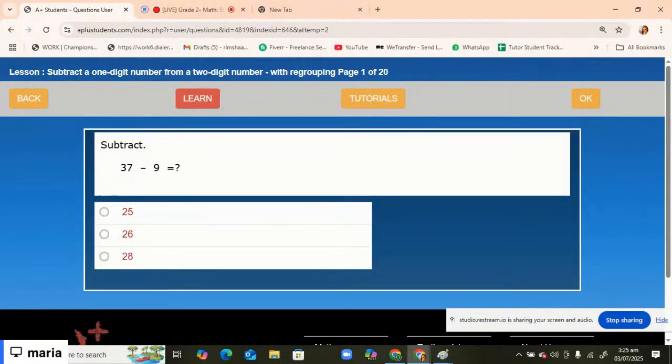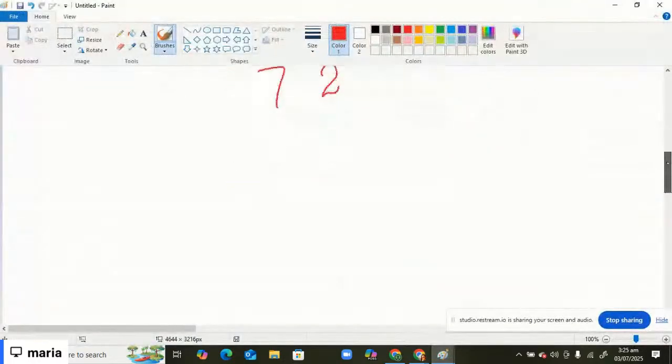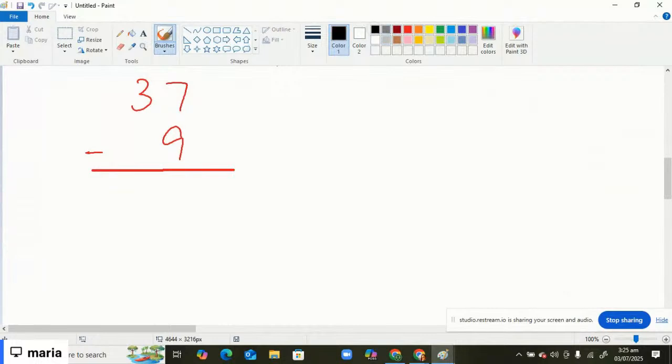37 minus 9. Let's solve it. 37 minus 9. So 7 out of 9 is possible? No, it's not. Why? Because 7 is smaller and 9 is bigger. So the bigger number cannot be subtracted from the smaller number. Alright. So what do we do for that? We are just going to borrow from the 3. So here we borrow, and 3 becomes 2 and this 7 becomes 17. It does not become 8, it becomes 17.